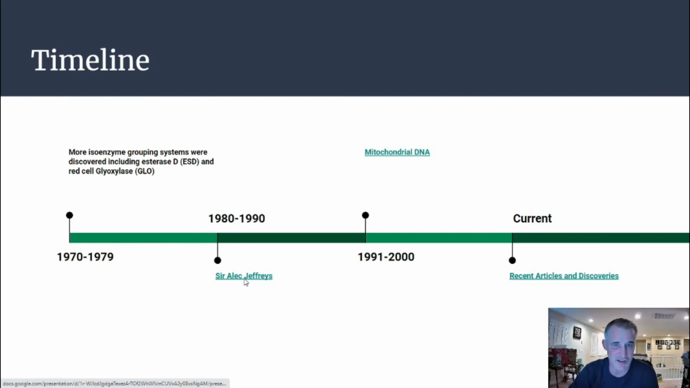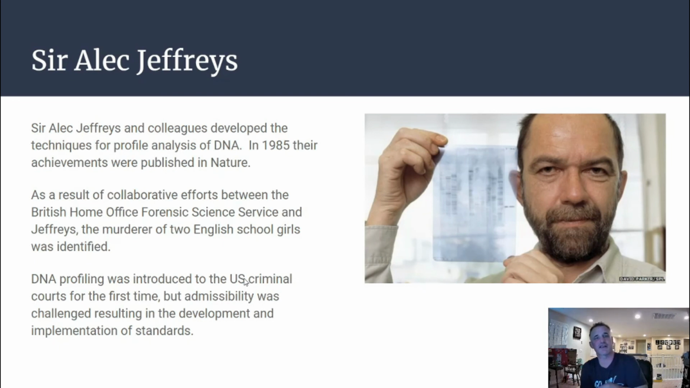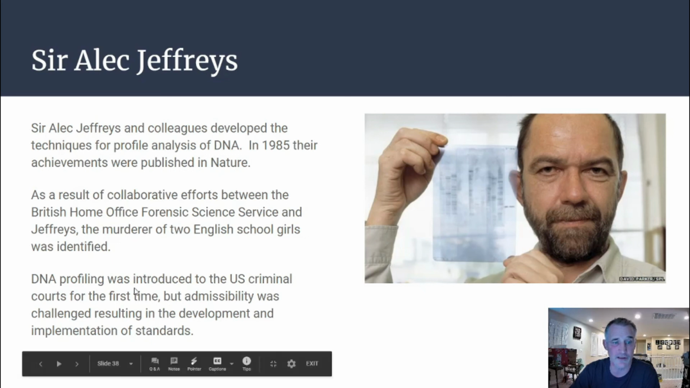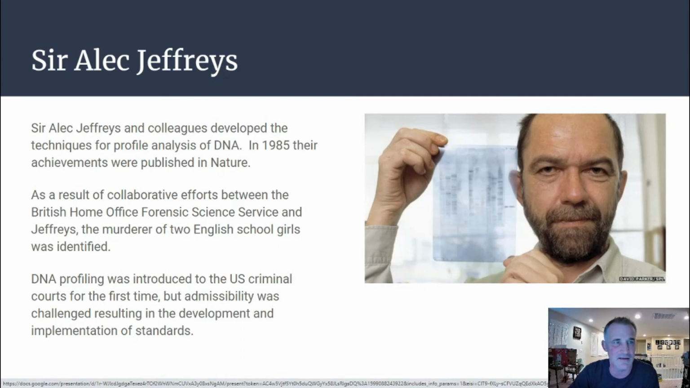Sir Alex Jeffreys and colleagues developed the techniques for profile analysis of DNA. In 1985, their achievements were published in Nature. As a result of collaborative efforts between the British Home Office of Forensic Sciences and Jeffreys, the murderer of 2 English schoolgirls was identified using DNA for the first time. DNA profiling was introduced to U.S. criminal courts the first time, but admissibility was challenged, resulting in the development of some of the standards that we now have to use before we can use any kind of new techniques. And we'll talk more about that when we get into legal aspects of forensic science.